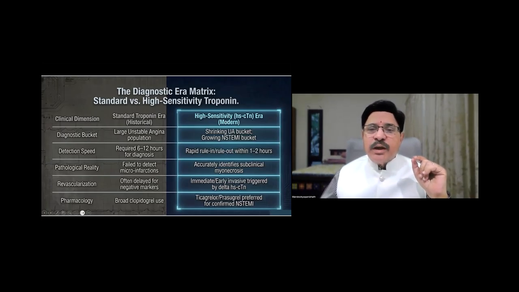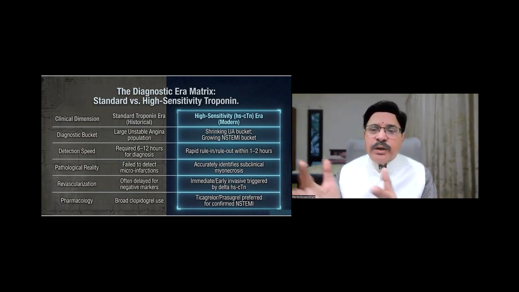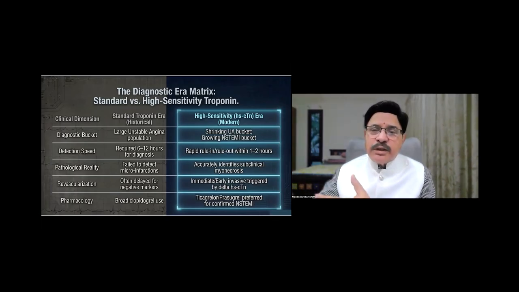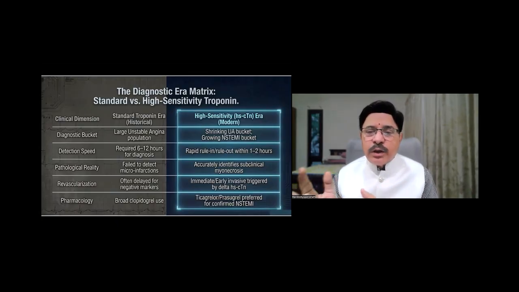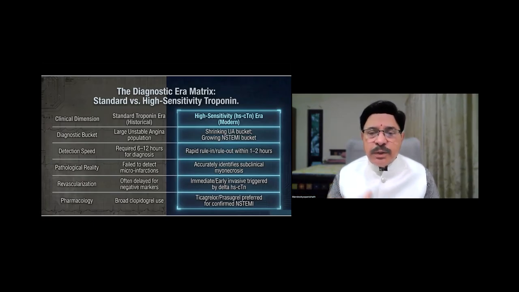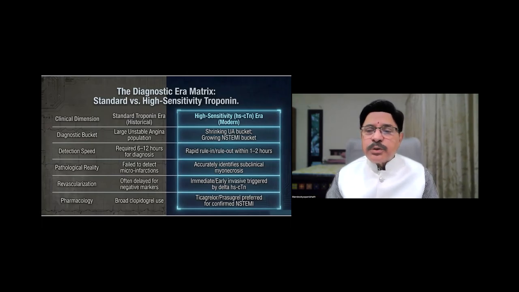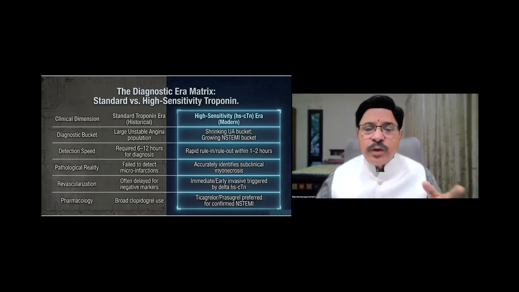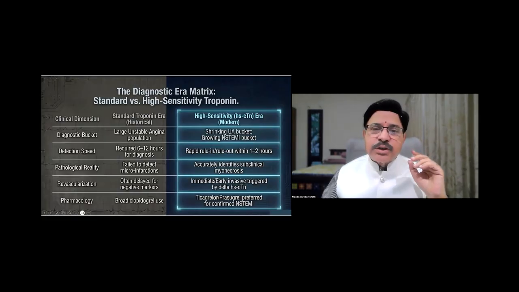In the high sensitivity era, the bucket shrinks into a small number of people, growing NSTEMI because the high sensitivity troponin is positive. Rule in or rule out within 1 to 2 hours. Don't wait for 6 to 12 hours. It accurately identifies subclinical myonecrosis. Immediate early invasive treatment is triggered. And I don't use clopidogrel now. I use ticagrelor or prasugrel, preferred when we confirm NSTEMI. That is why don't depend on conventional troponin.